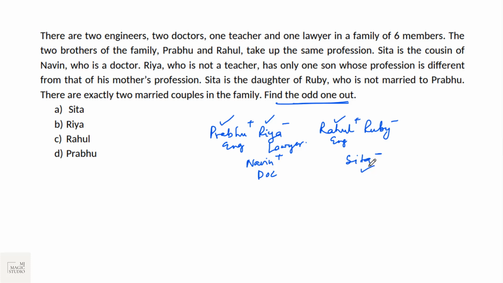So the odd one out would be Sita, maybe on the ground that Sita is bachelor, unmarried, or on the ground that she is from the next generation. These are from the same generation. So I'll take Sita as an odd one out.